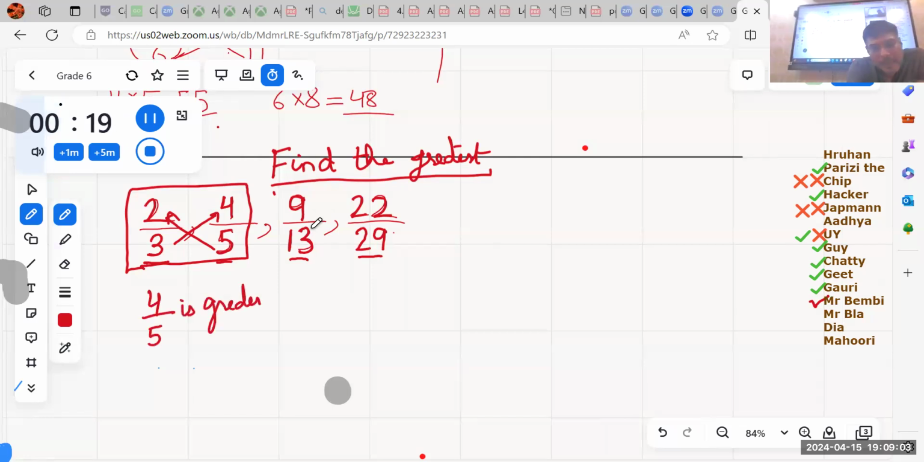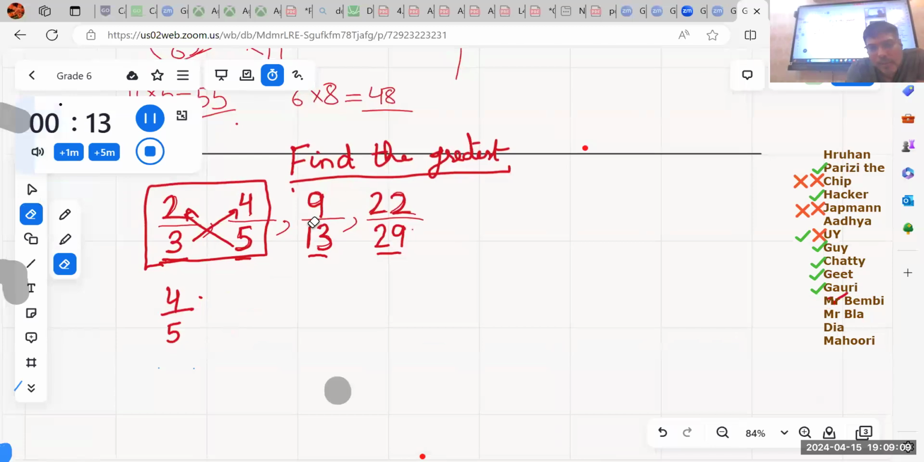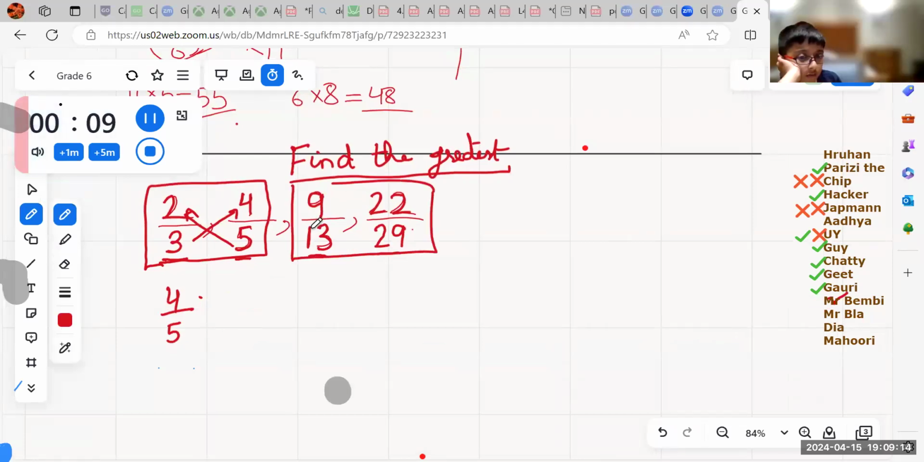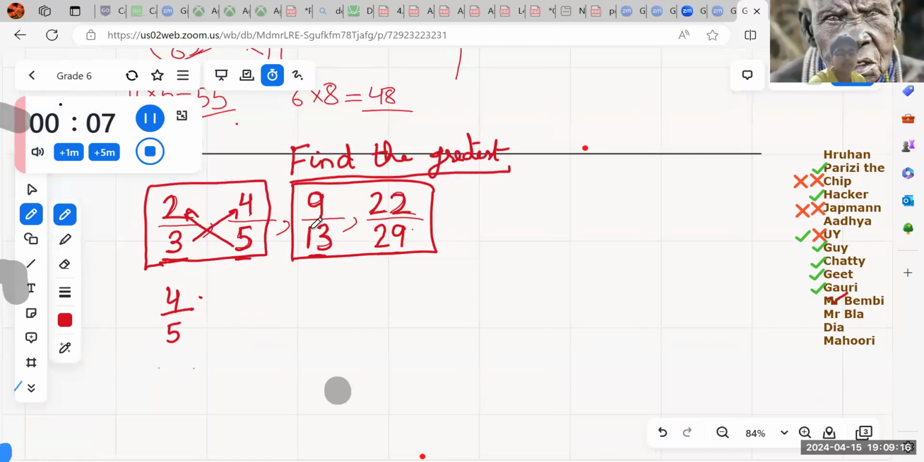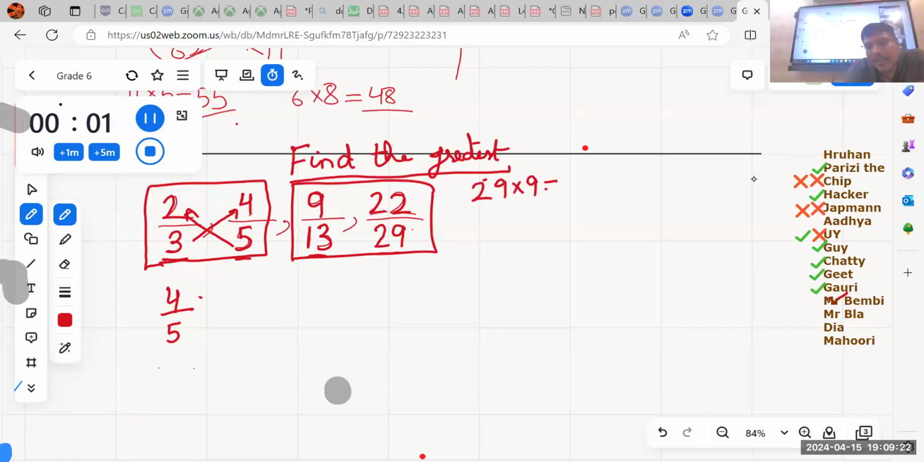Then let me write 4 by 5 only, I am writing the greater one only. Then out of these, which one is greater in the next block? 22 by 29 or 9 by 13? 29 times 9 is 261. And 22 times 13 is what?